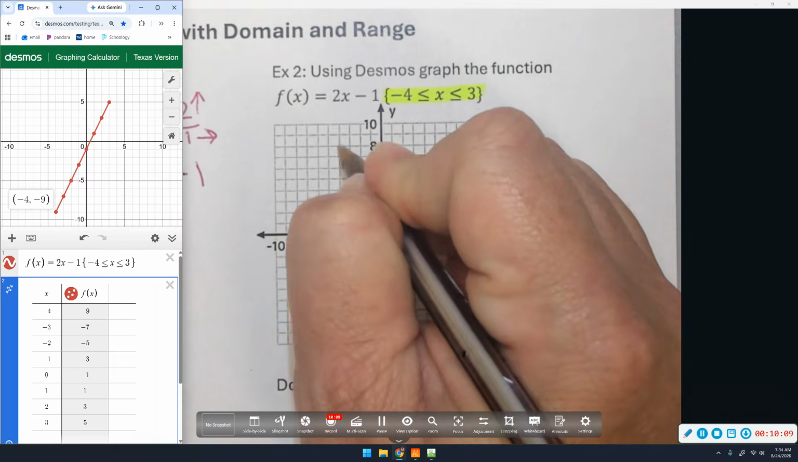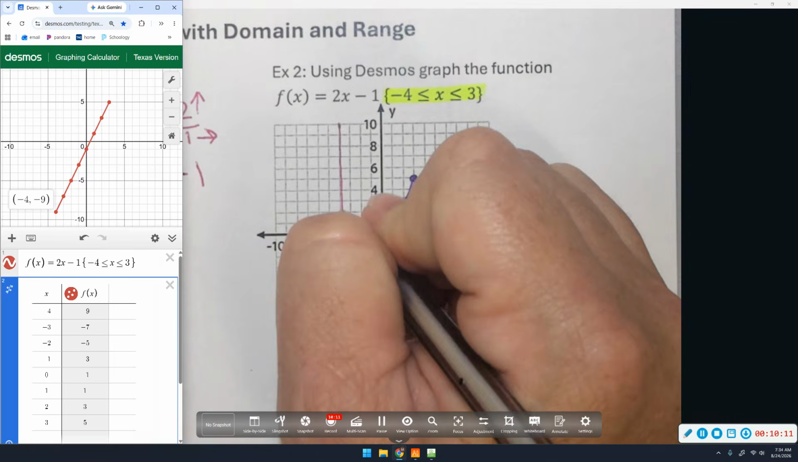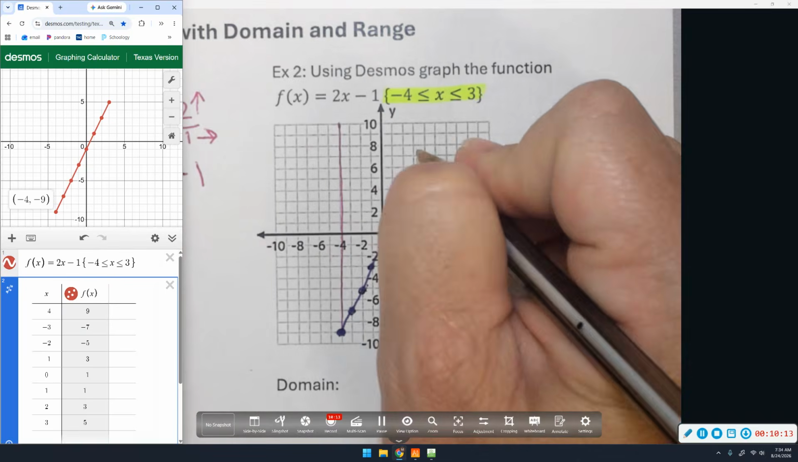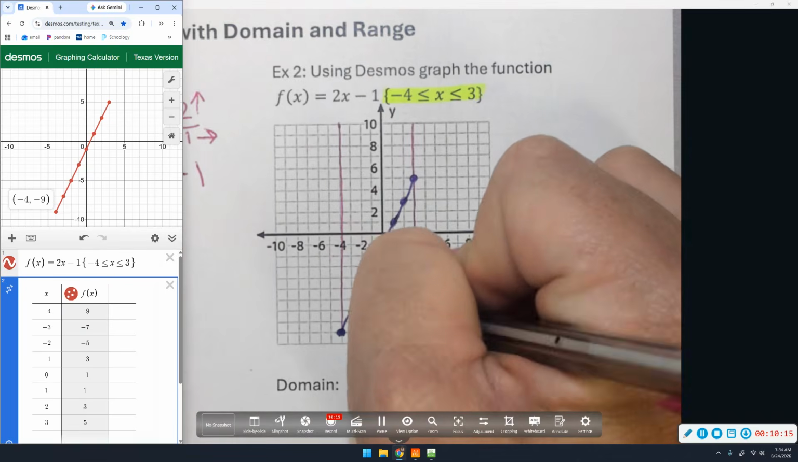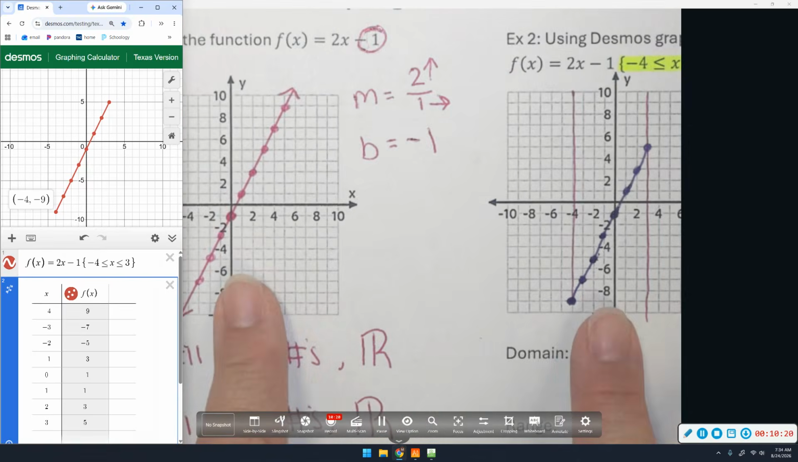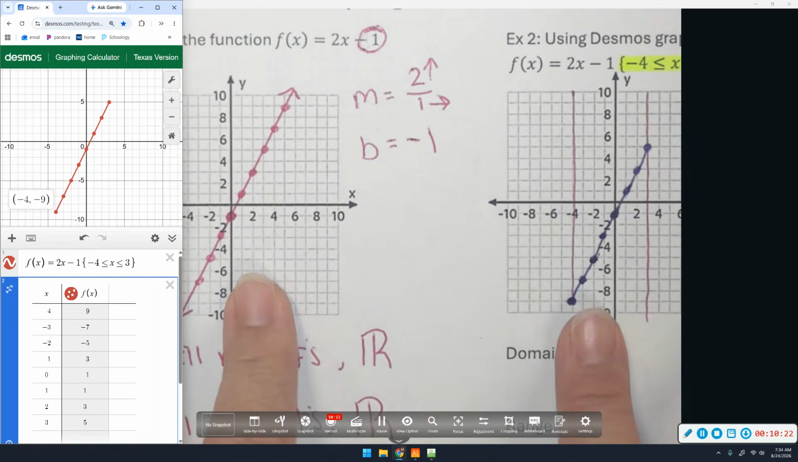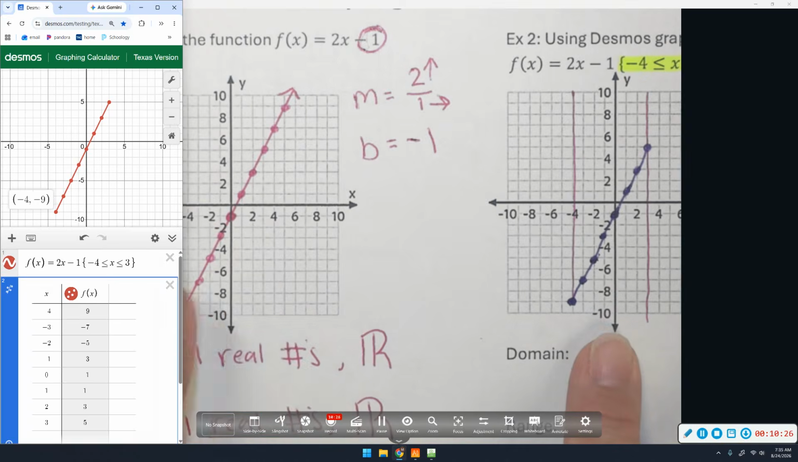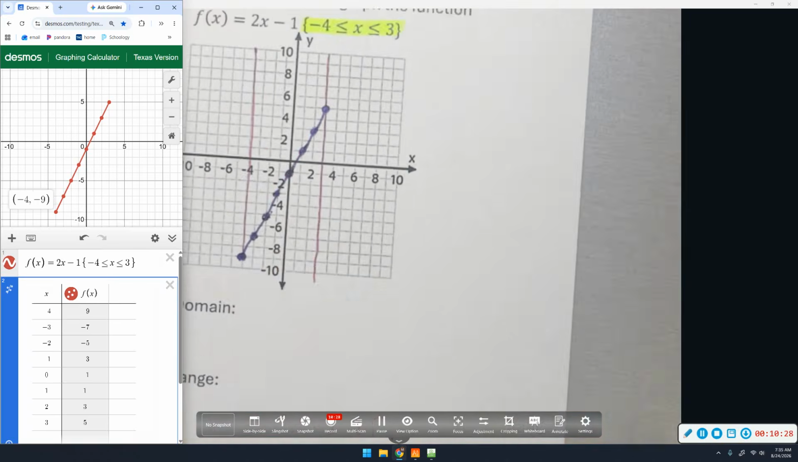So it said I want everything between here and here. Are these graphs the same? Are the lines the same? Yes, this one's just cut up, right? We only have a piece of it. This is the whole line. So from here, we only have this piece.